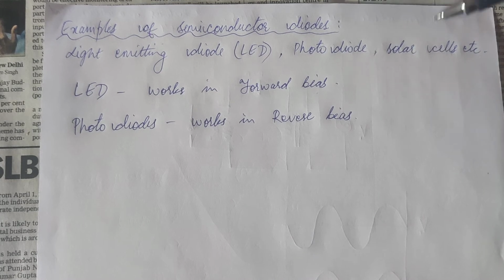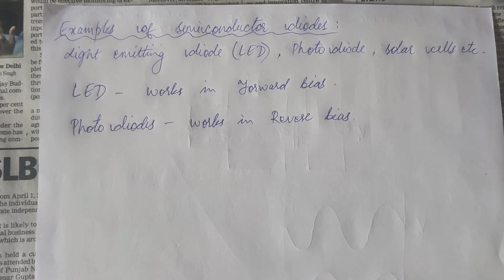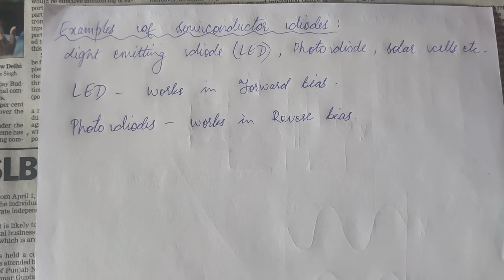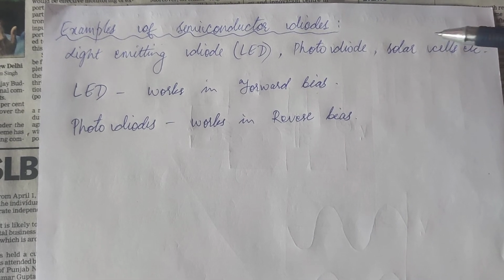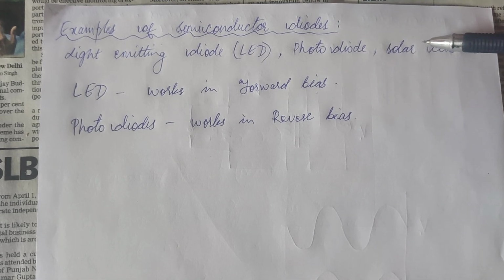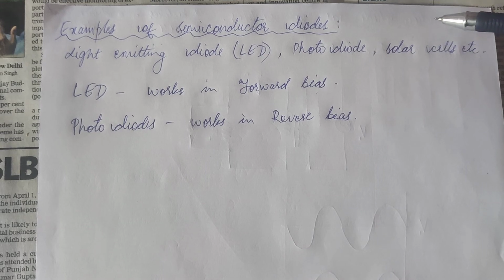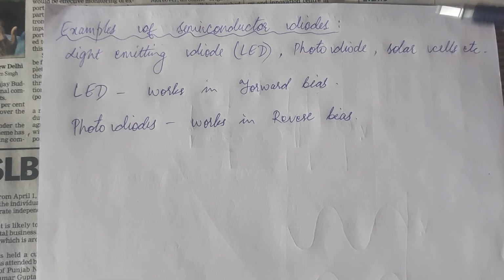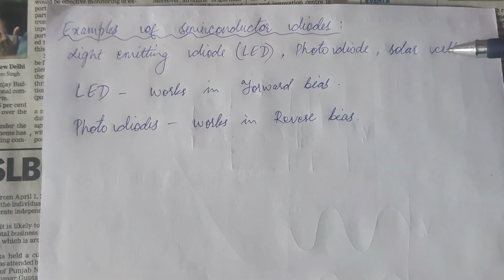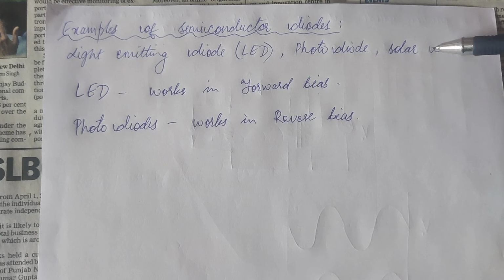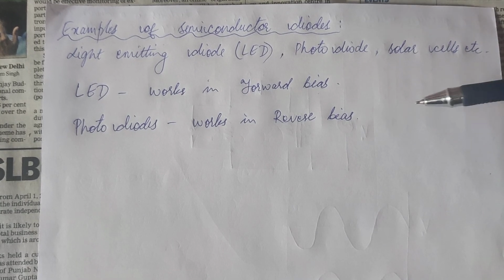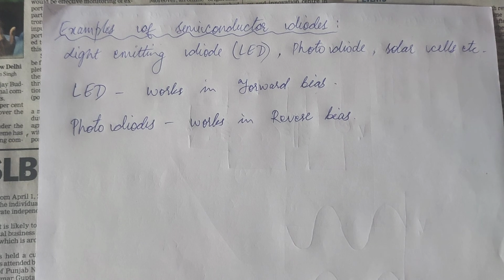And solar cells actually work in both reverse and forward bias. When under the sun in daylight, the solar cells are getting charged, and they work in reverse bias condition. And when at night we use light from the solar cells, they are giving light now. So when they give out light, they work in forward bias condition. So these are some common examples of semiconductor diodes.